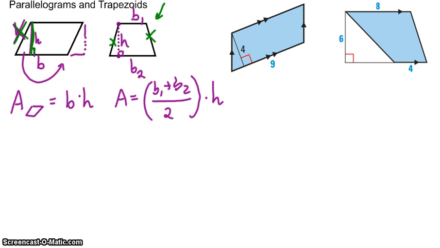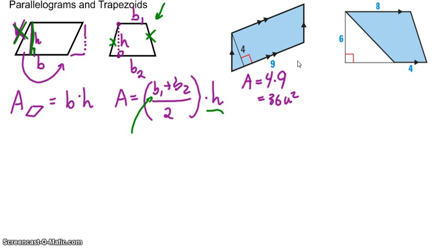Now, why do we call that an average? Well, remember, an average is when we add a variety of numbers together and divide by the number that we have. In this case, we add the 2 bases together and divide by 2, the number of bases we had, to find kind of the average length of the base. Then we multiplied it by the height. Pause the video here and try and find the area of the next parallelogram and the final trapezoid. The answers will be up in 3, 2, 1.